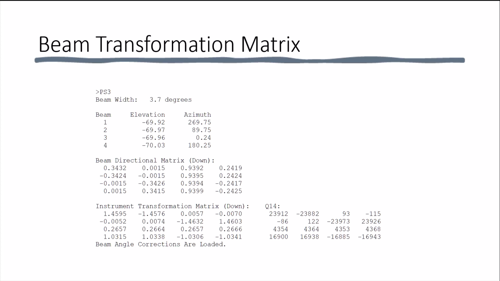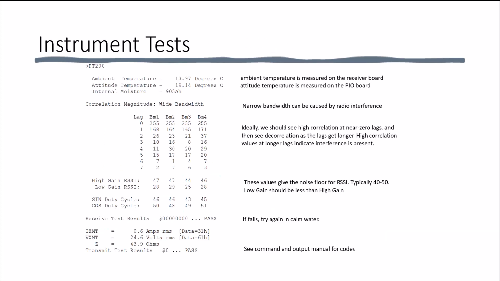We can see that this is a custom matrix because the larger numbers in the first two rows are not identical. Scrolling down further is the correlation magnitude, which should be wide bandwidth. Narrow bandwidth can be caused by radio interference. In the correlation table, ideally, we should see high correlation at near zero lags, and then see decorrelation as the lags get longer. High correlation values at longer lags indicate interference is present, which I will discuss more later.